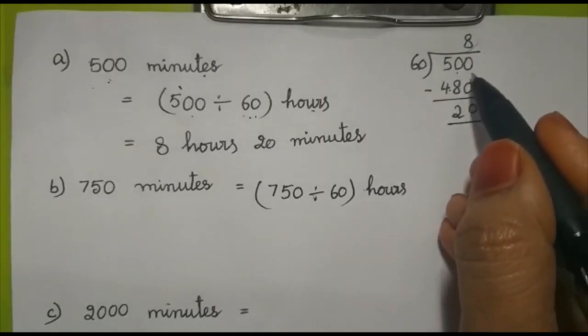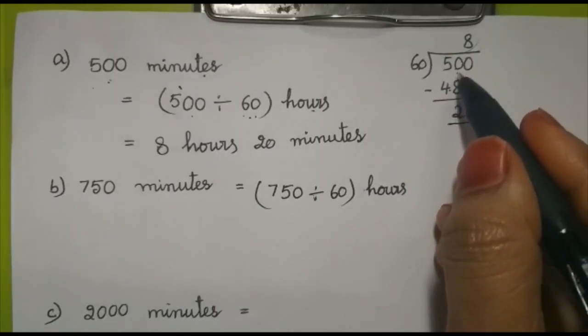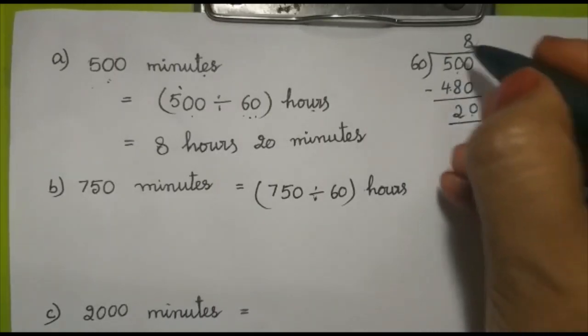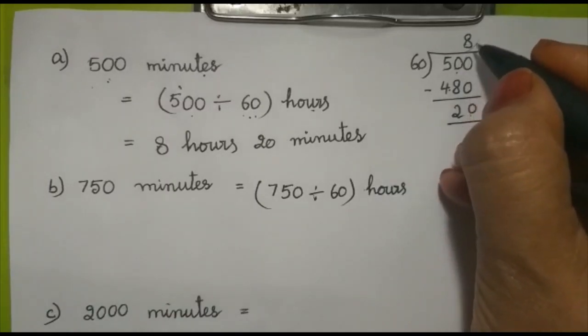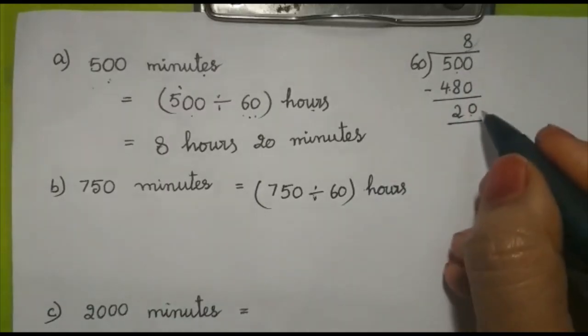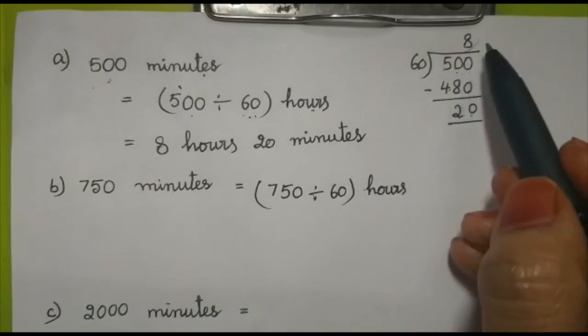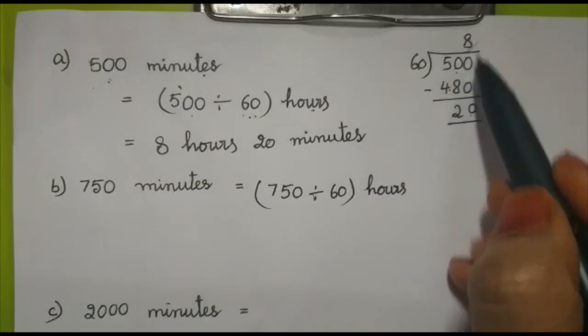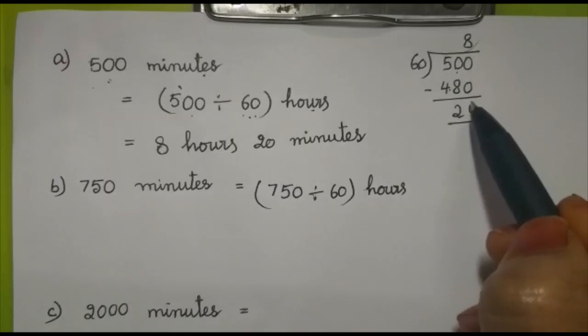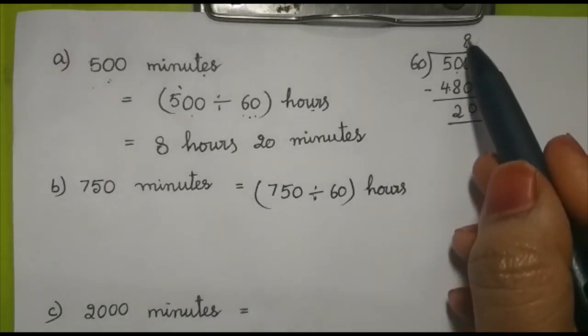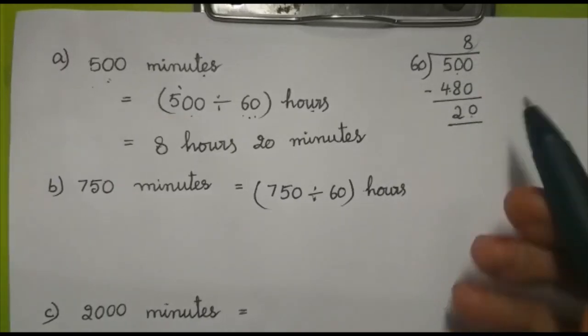Now what is the remainder? 0 minus 0, 0. 10 minus 8, 2. Right? So what is the quotient here, children? 8 is the quotient. And what is the remainder here? 20. It means you got 8 hours completely. How many minutes are left over? 20 minutes are left over. So 8 hours, 20 minutes.